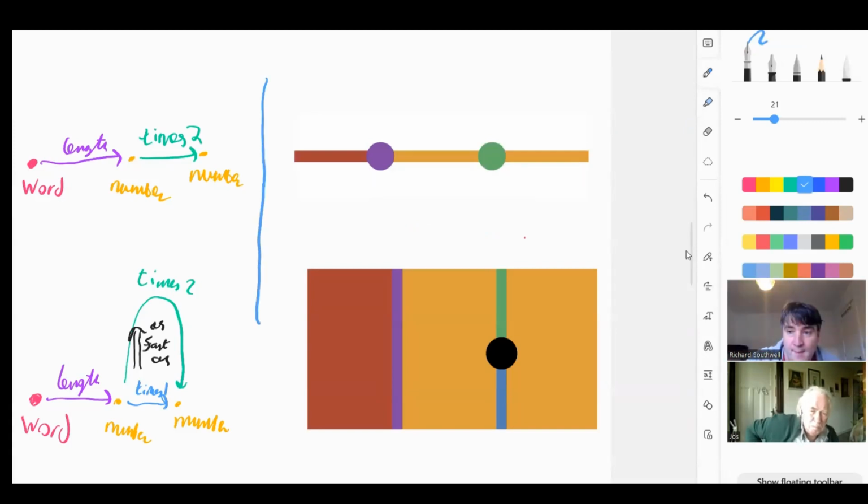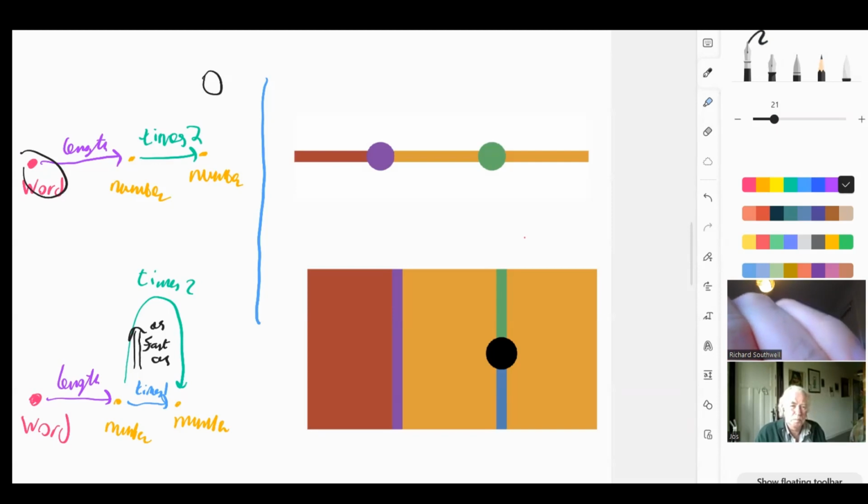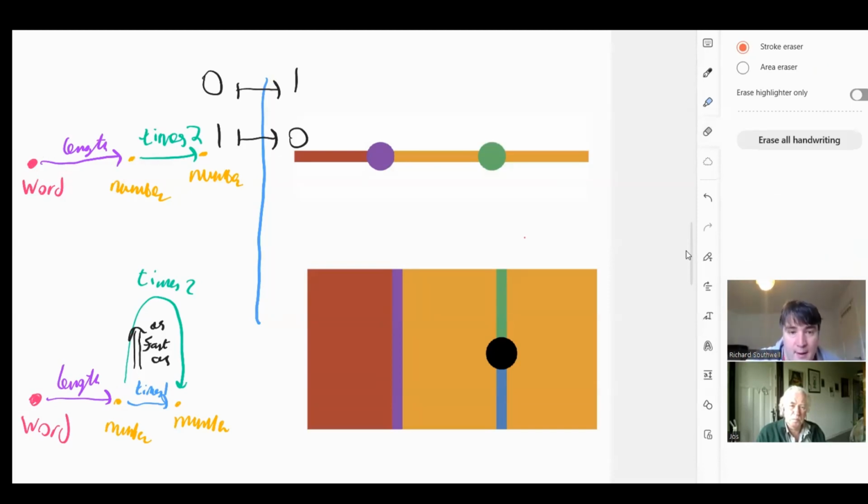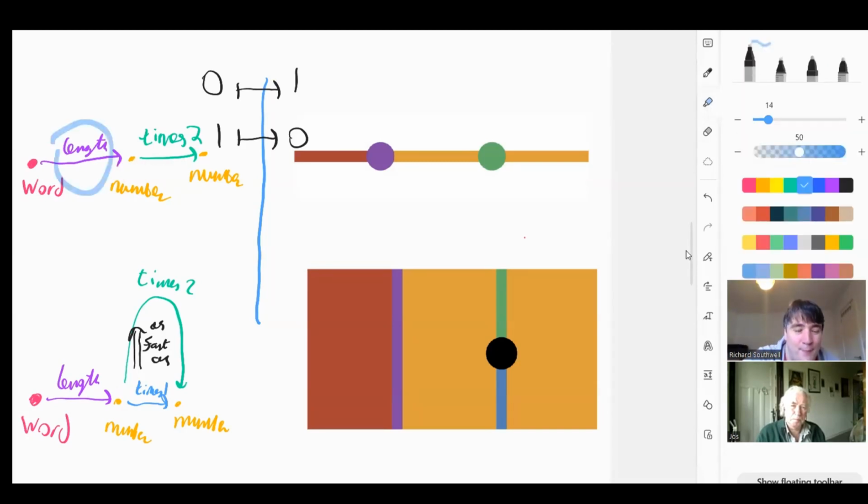The key idea is that we replace the zero-dimensional things with one-dimensional things, and the one-dimensional things become zero-dimensional. So over here, we have this arrow, length, which goes from this object called word to this object called number. And over here, length becomes a point, which goes from this line called word to this line called number. So this is the key idea.